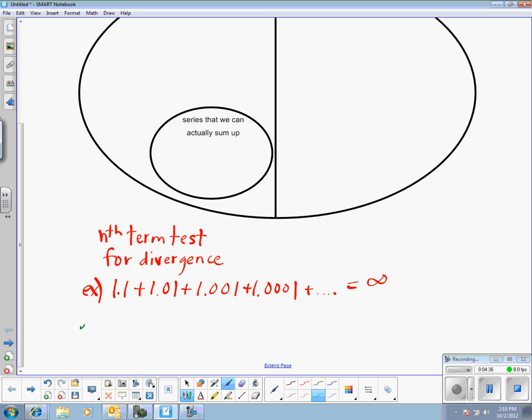Another example would be something like a sub n equals, let me rewrite that. We're going to start using a different notation. We're going to start using sigma notation. So this will be the sum as n goes from 1 to infinity of, let's say, 2n squared plus 1 over 3n squared minus 3. This series, as n gets really, really big, the terms themselves are approaching 2/3. The plus 1 and the minus 3 are meaningless. The n squareds are all that matters. So the limit of these terms is 2/3.